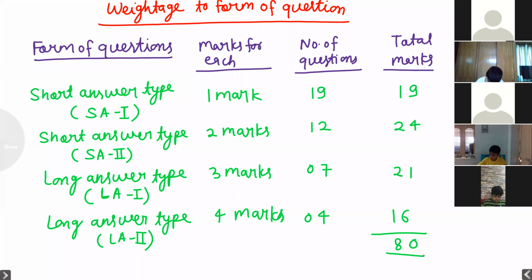Then be careful, don't solve blindly. When you are writing the exam, you can take a rough notebook and start solving, then tick the option. Otherwise, if you answer without solving, your answer will be 100% wrong. Be careful in section B and section C. Note down very clearly.